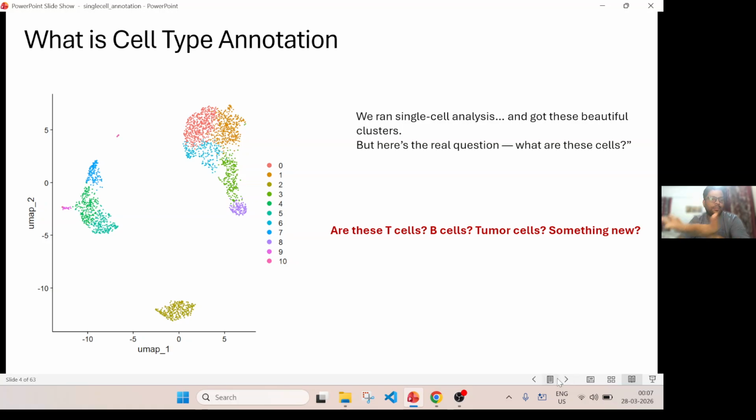Okay, so very simple. What is cell type annotation? We ran the pipeline, we know the clusters, but we don't know whether they are T cells or B cells or what, or whether they are some new rare kind of population that we don't know. That's our objective: not only do we want to annotate, but we also want to see whether any rare cell types are discovered.